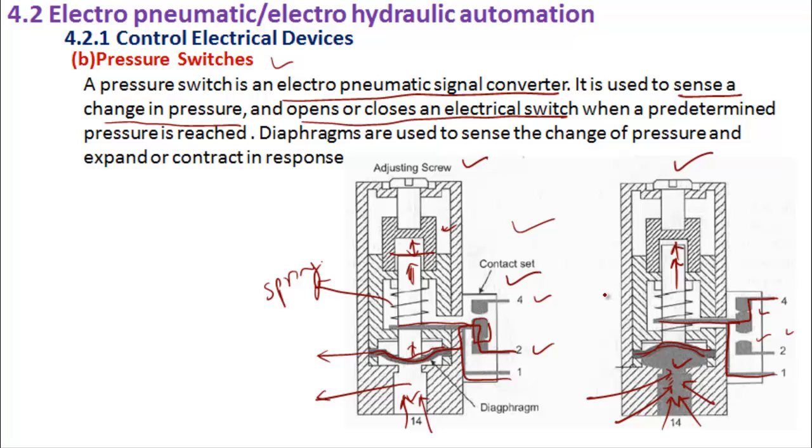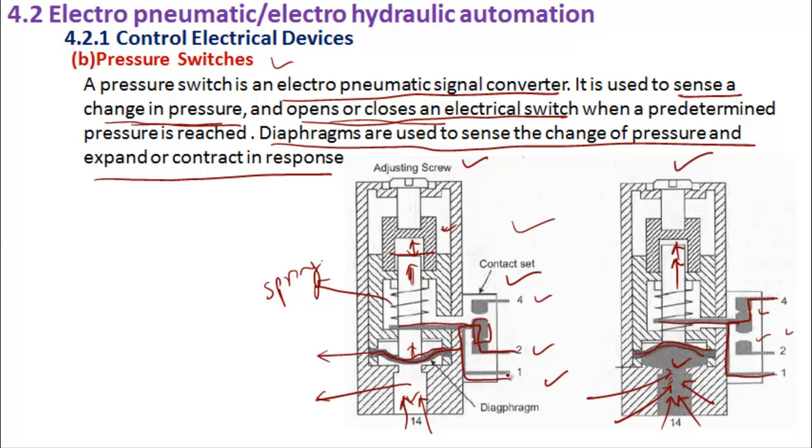Which is the electrical circuit? This is the electrical circuit. Okay, so it either opens or closes an electrical circuit with the change in pressure, and when a predetermined pressure is reached. The main component is the diaphragms, which are used to sense the change of pressure and expand or contract in response. So this is the normal position where current is between 1 and 2. Once a pressure is there in this chamber, the connection is between 1 and 4. This is called as a pressure switch.